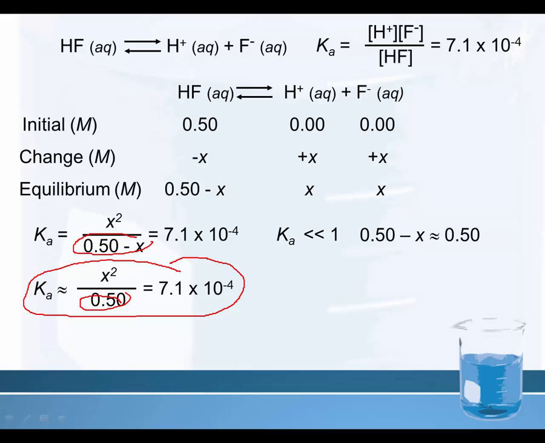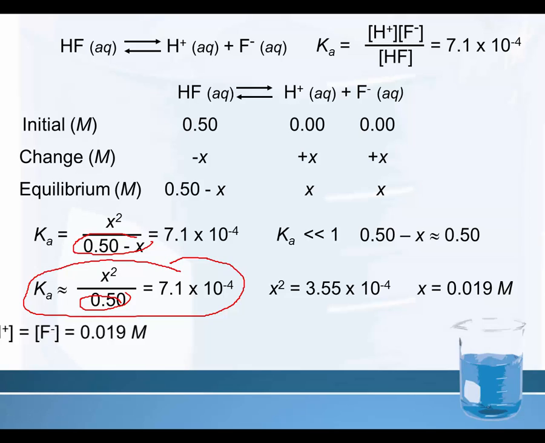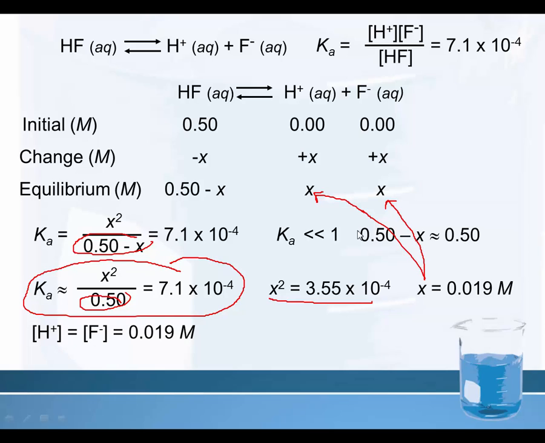And square root it. Okay, so we just need to get that 0.5 out of there and then square root it. If we get the 0.5 out of there, we get 3.55 times 10 to the negative fourth, but that's x squared. That means that x is 0.019 molar. x represents this one and this one, right? So my hydrogen ion and my fluoride ion are equal. They're both 0.019 molar.